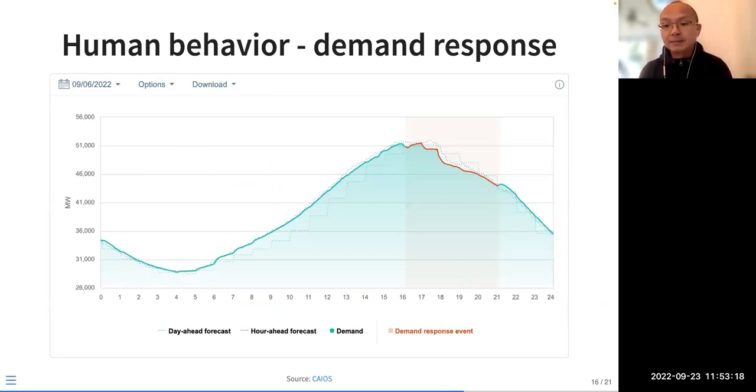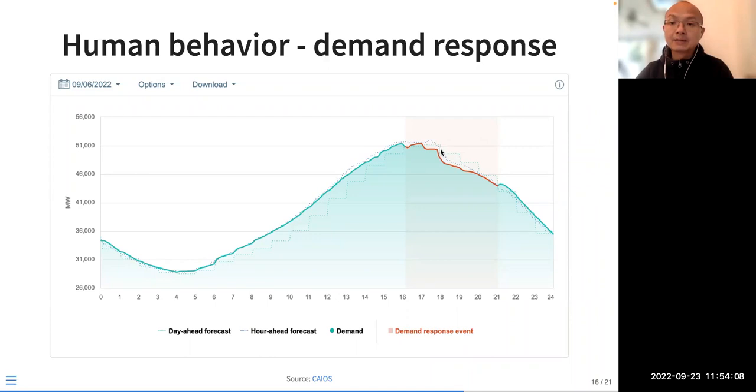Human behavior really has an impact in shaping our demand. Here is a very recent example. California, on September 6th, experienced high heat, so the AC load really drives the peak demand. California ISO sent a demand response notice to all the cell phones, and the demand significantly reduced. Many people adjusted their thermostat to a higher temperature. So California ISO was able to manage the load without creating a blackout.